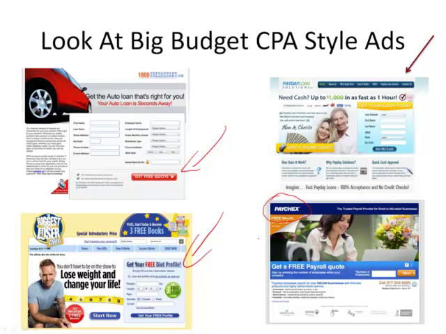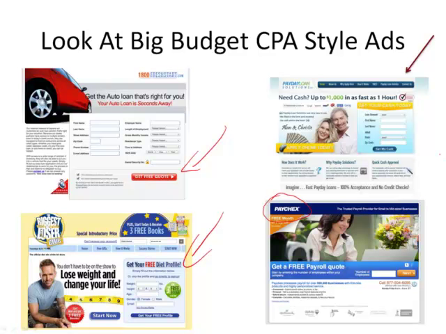And so anytime you see a squeeze page like this is what I'm talking about when I talk about a CPA style lead, because they're paying for an action. They're paying big money just to get the lead, not to make the sale, but just to capture the lead.